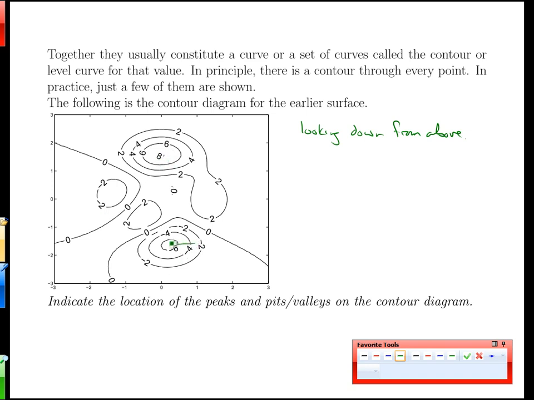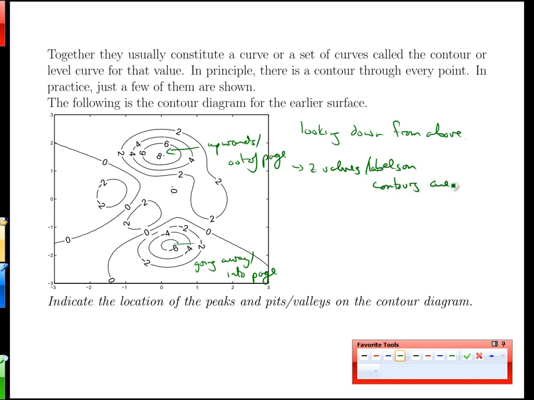Contrast that with going this direction. Here we have contours at height -2, -4, -6. This is going away from you or into the page. Whereas this way is going upwards or out of the page. And the way we know that is the z values, which are the labels on the contours, are increasing as we move outside in. And again, any of these directions here lead us towards the peak.